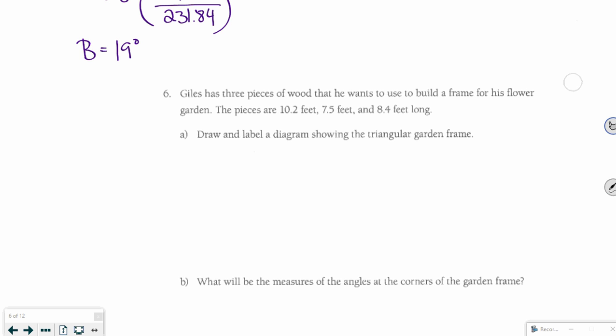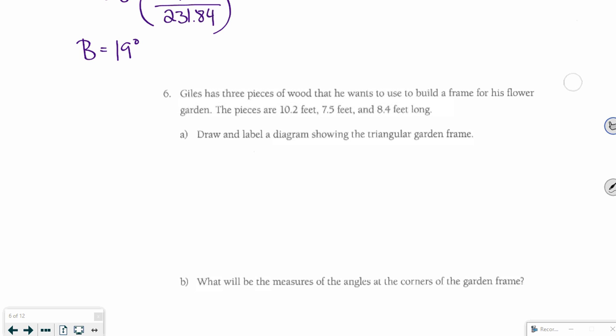Okay, next part is word problem. Every time you do a word problem, you want to start by doing a drawing, and this one actually makes you do a drawing for part A. So Giles has 3 pieces of wood that he wants to use to build a frame for his flower garden. The pieces are 10.2 feet, 7.5 feet, and 8.4 feet long. Draw and label a diagram showing the triangular garden frame.